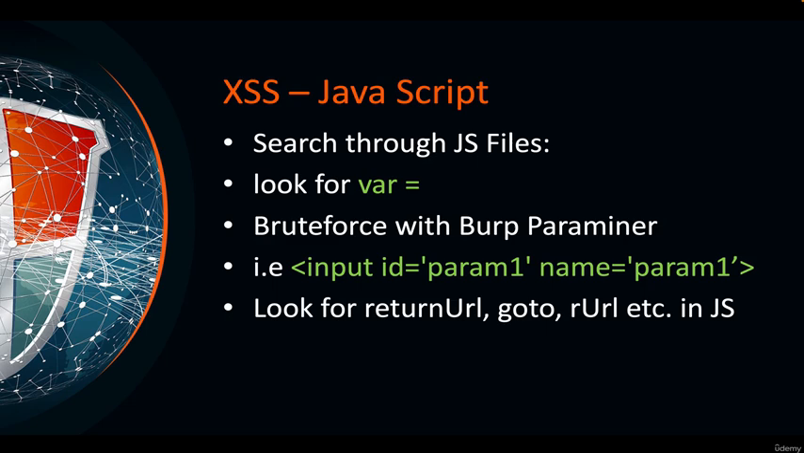Use the Burp parameter as well, but also do your manual search in JavaScript files. Look for input tags and stuff, right? Like parameters. Look for return URLs, like go to, R URL, all these kinds of things to find. Open redirect goes usually hand in hand with cross-site scripting, because very often you can use an open redirect to actually get a cross-site scripting to execute.